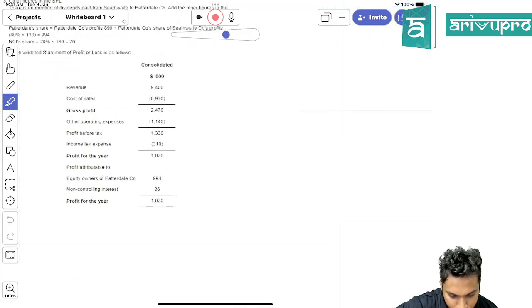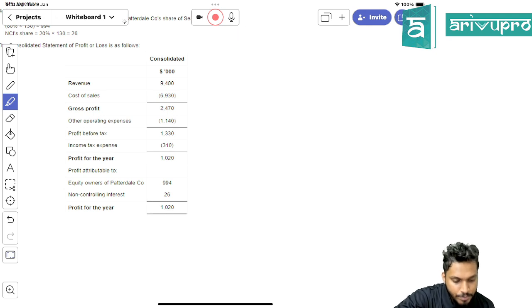So that is what they are telling here: profits attributable to equity owners and non-controlling interest. The parent we call equity owners, because in exam questions the examiner can use these words. What is the profit attributable to equity owners? Equity owners means the parent. Non-controlling interest is your subsidiary.